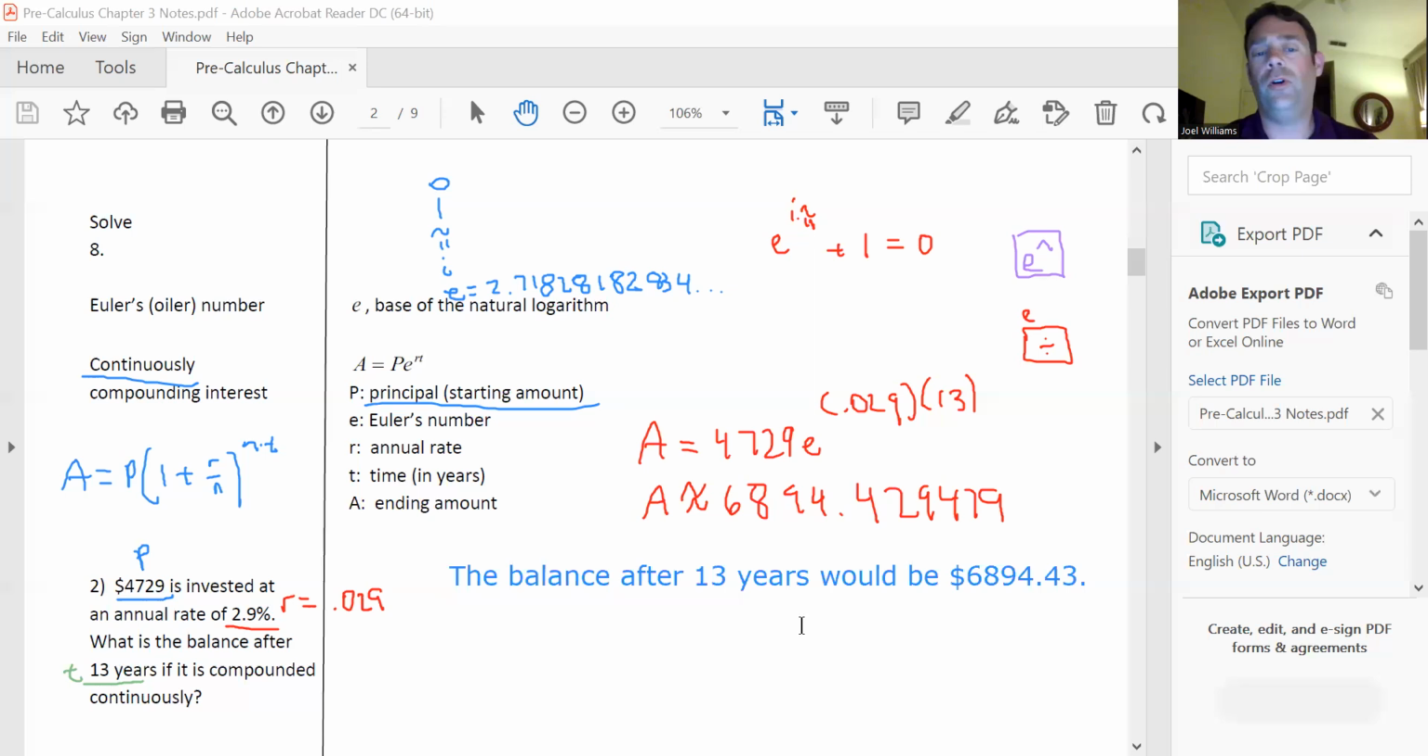So again, don't get too confused when you see this e. e is just a random number. You'll find it on your calculator. Just a random number that you will use. You'll plug it into your calculator. And again, it's called the Euler number, after the mathematician Leonard Euler.